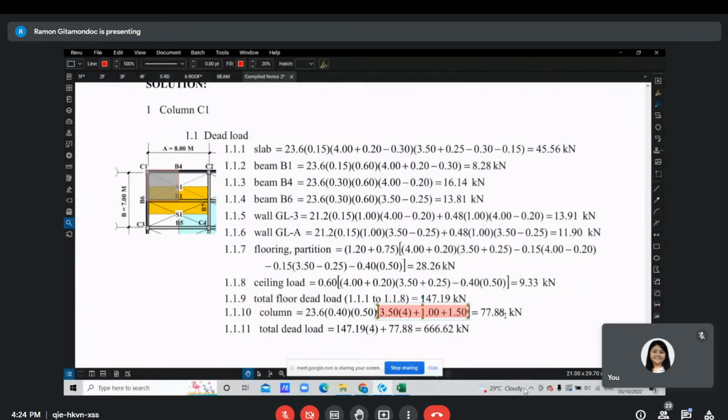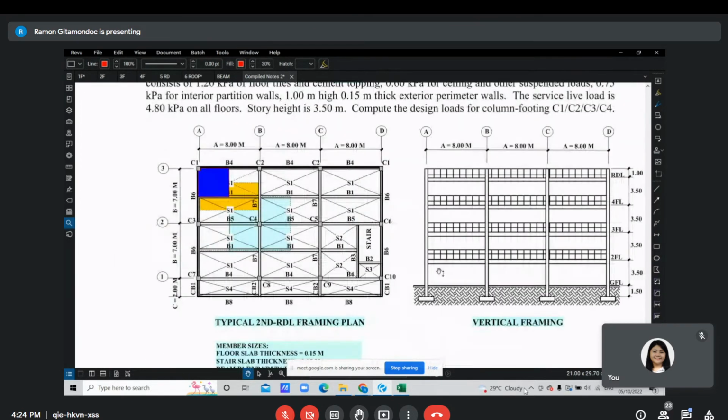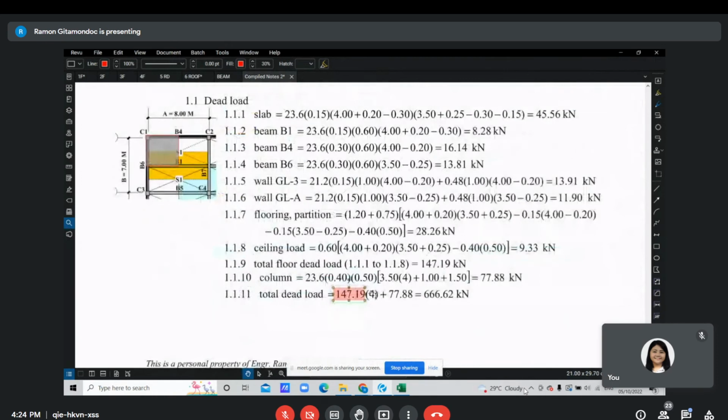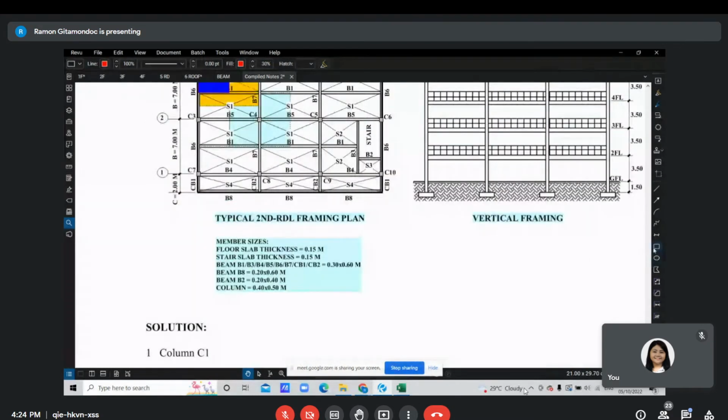So you get 77.88. Now 147.19 is only for one floor, and how many floors are we talking about? The second floor, third floor, fourth floor, and roof deck, so a total of 4 floors. You multiply by 4 to get the total tributary weight for all 4 floors, plus the weight of the column, then you get your total dead load at this level.